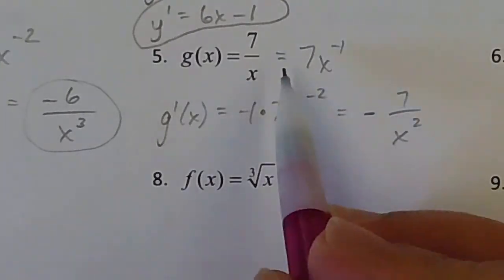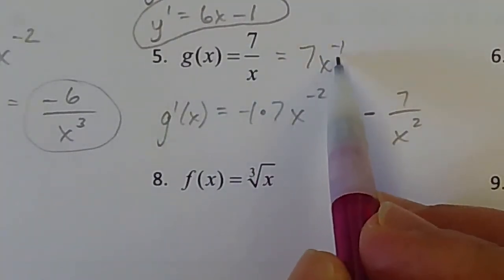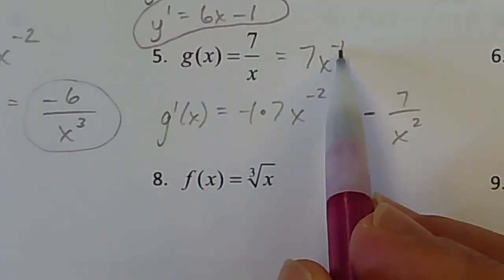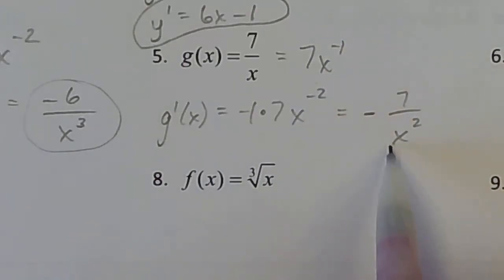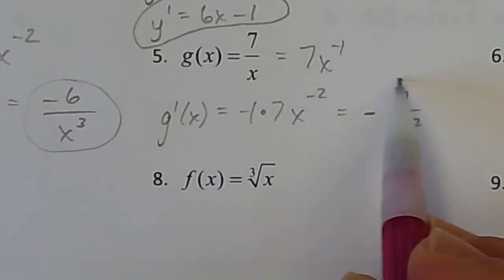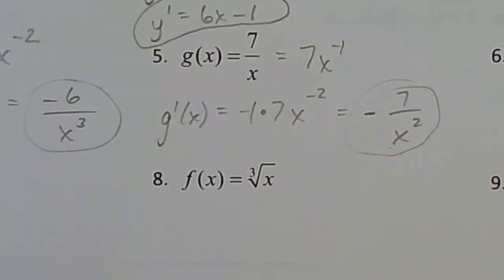Okay, here's 5. So 7 times x to the -1. Multiply, reduce that, subtract 1 from it. Here's the answer. Or you can put the negative with the 7 or out front. Doesn't really matter. Okay, let me show you these radical ones. Let me take you through 8 and 9 and then wrap it up, let you try 6 and 7.